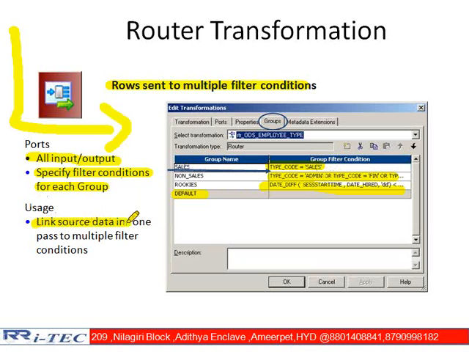The usage is to link the source data in one pass to multiple filter conditions. Only one time I am passing, and I am validating multiple conditions. Yesterday's situation, sir? Only one condition is allowed in the filter transformation. If you want to define one more condition, you need to take one more filter transformation.